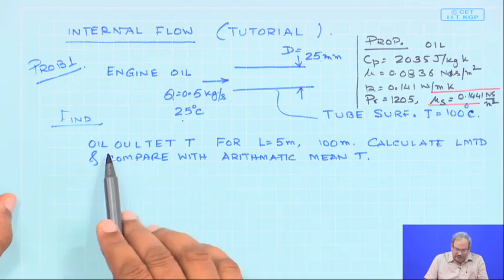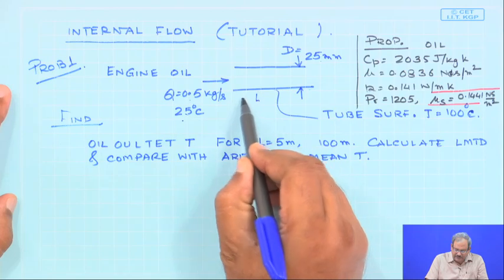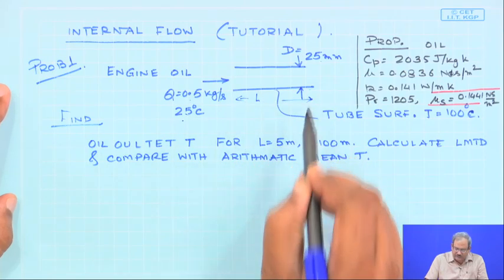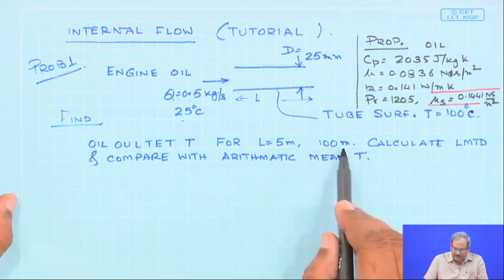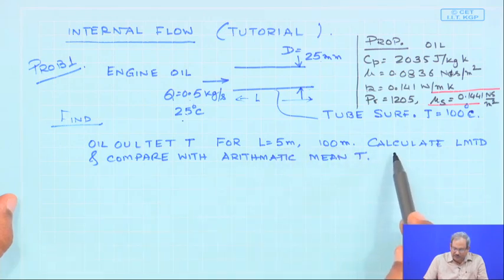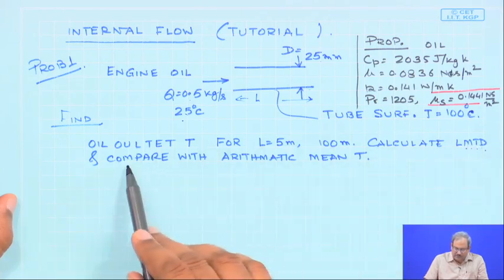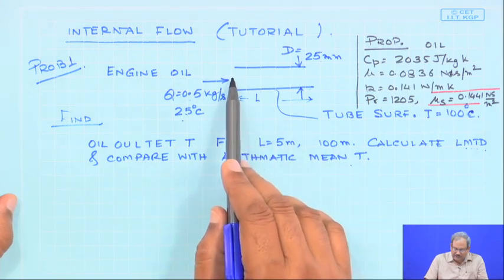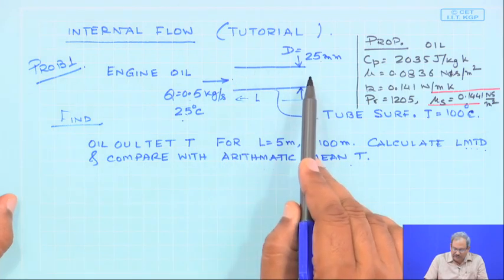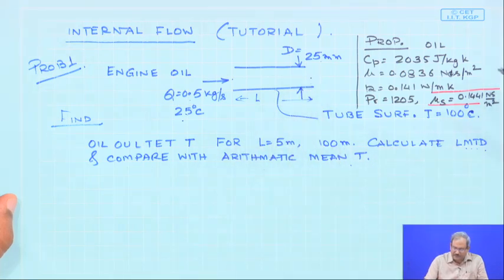So, what we need to calculate is the oil outlet temperature if the length L of the tube through which the flow takes place, in one case, is 5 meters, and in another case, 100 meters. And we are also asked to calculate for each of these cases the log mean temperature difference and compare the value of the LMTD with the arithmetic mean temperature, that is the arithmetic mean of the temperature at the entry and temperature at the exit for two values of L, 5 and 100. The relevant properties for oil are also provided.